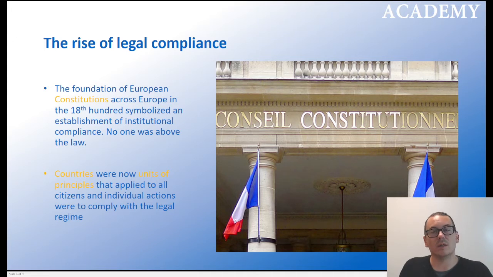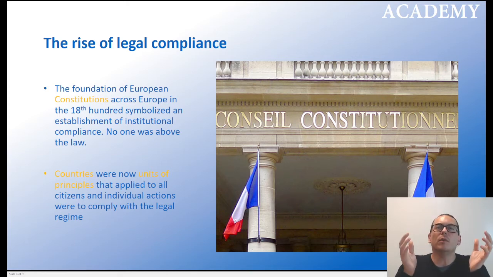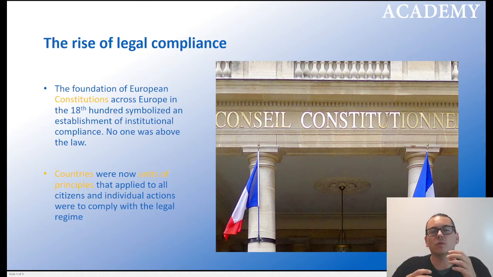So going up in history, the legal compliance base from where we stand now was developed throughout Europe when the Constitution started in the 1800s. And they symbolized the establishment of institutional compliance. So before this revolution, we had monarchies, we had God, we had people or a power that was superior to law. So the legal compliance frame actually has the foundation in the constitutions in Europe that arose in the 1800s.